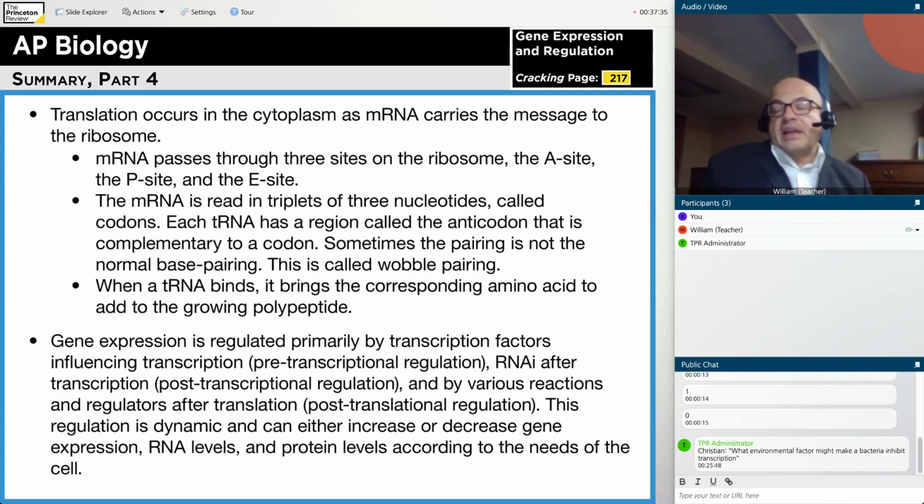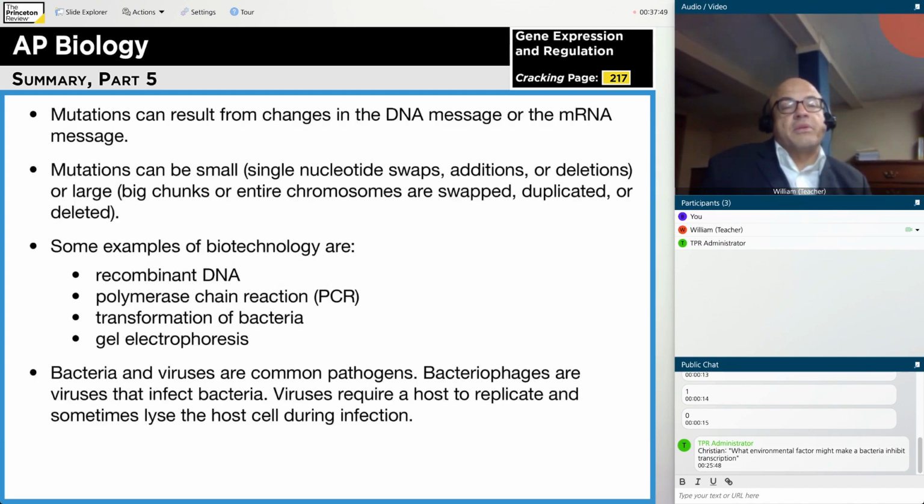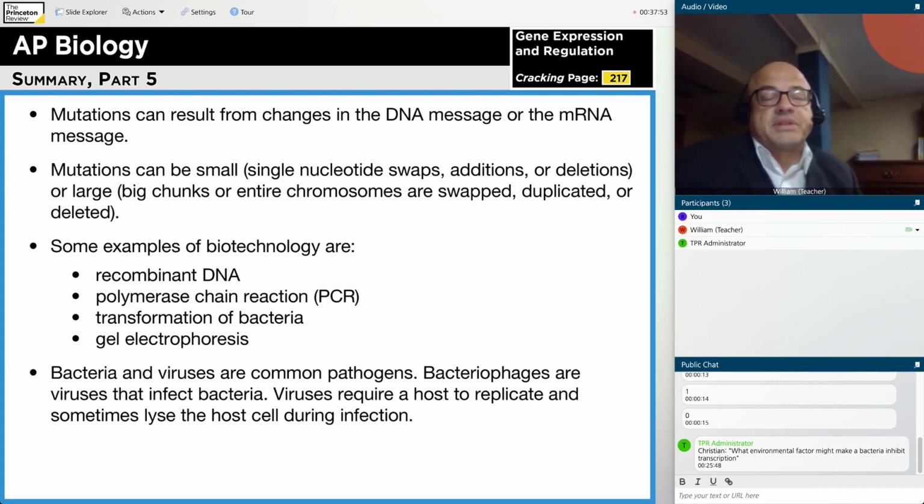Gene expression has to do with the transcription factors, whether it's pre-transcription mostly or post, and this is going to be dynamic, meaning it's either going to increase or decrease levels. So dynamic is very important. It's not like everything just occurs and stands still. There are always things changing in time as things move on. Mutations can result from the DNA or the mRNA message. Mutations can occur, all kinds of things. You can delete, you can add, you can switch when you shouldn't have, and so forth.